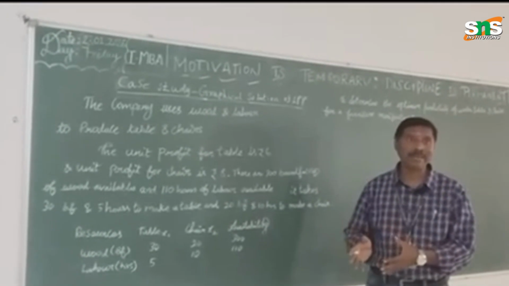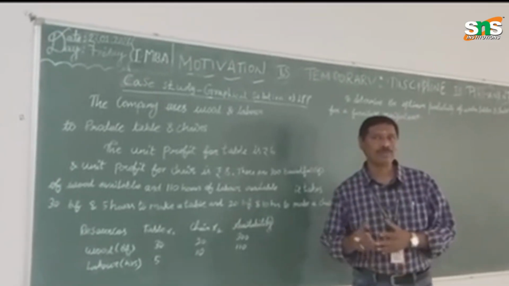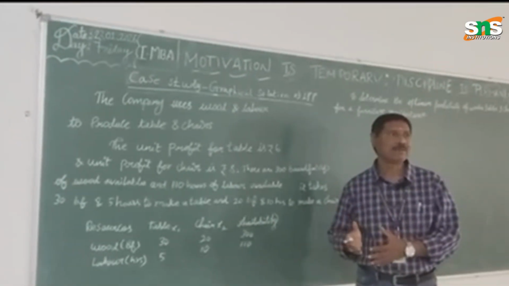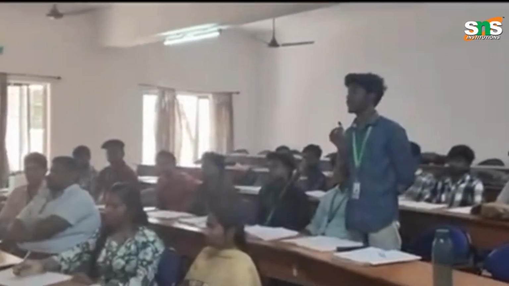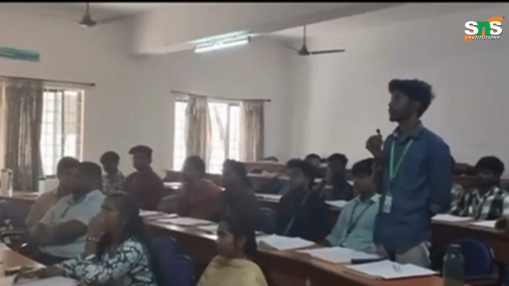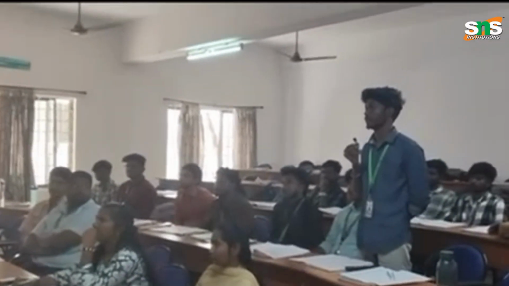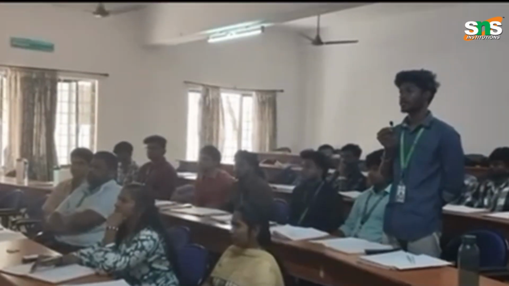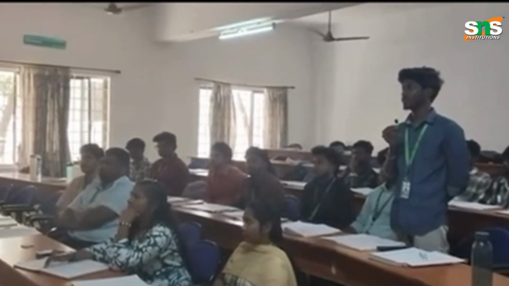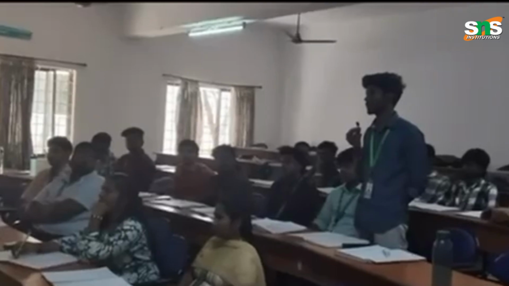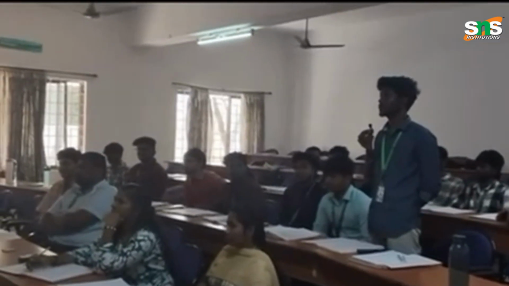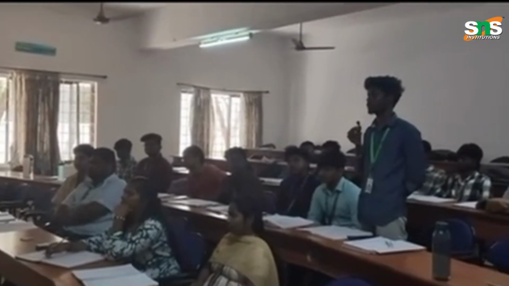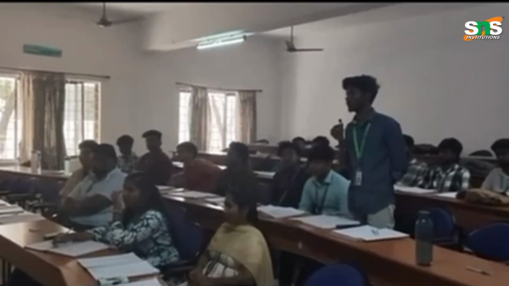So what is the problem again? I ask anybody, how do you proceed with this case? Yes? To determine the optimum production of wooden tables and chairs for a furniture manufacturer. So to solve by the graphical method, first formulate the LPP with x1 and x2. Why x1 and x2? Because there are two decision variables. So maximize z equals 6x1 plus 8x2.